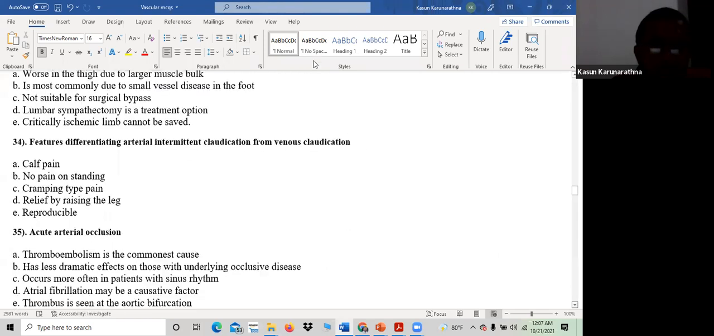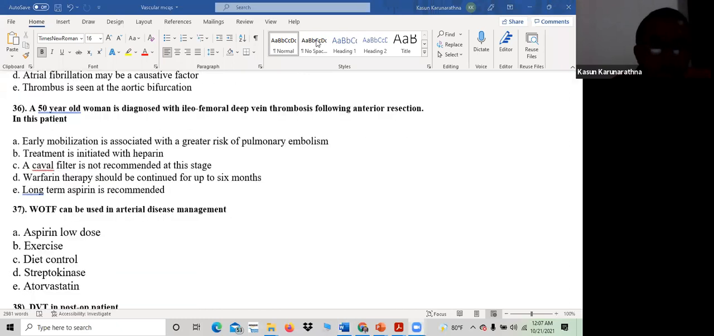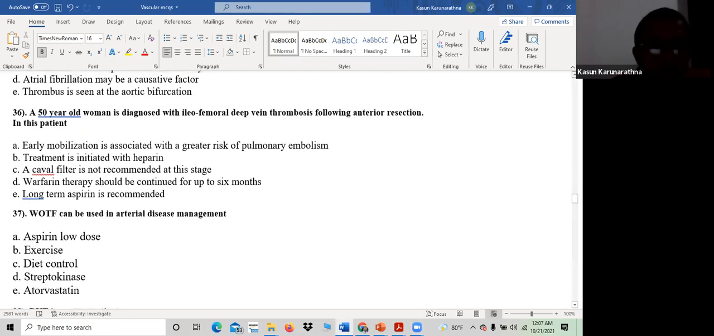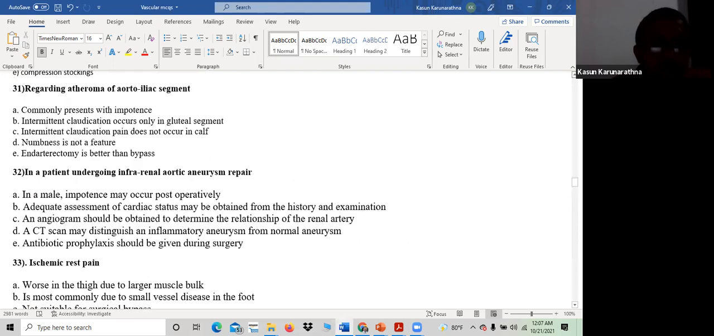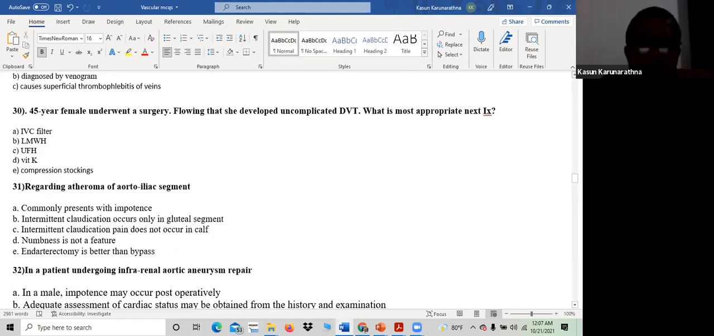A 45-year-old female underwent surgery. Following that, she developed uncomplicated DVT. What is the most appropriate next investigation? Next treatment option. What is the next treatment option? Yes, it's low molecular weight heparin, right? After surgery, once you are sure of hemostasis and know there's no bleeding, you can start low molecular weight heparin. So it should be the answer.